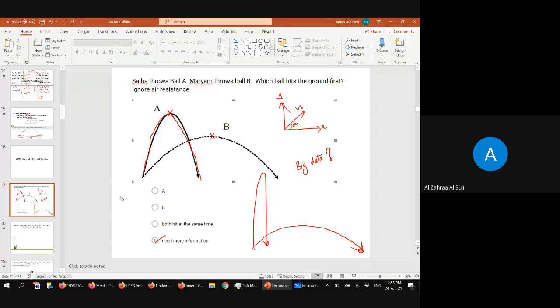Oh no, that's wrong. It's not inverse, it's a straight relationship. More distance, more time.